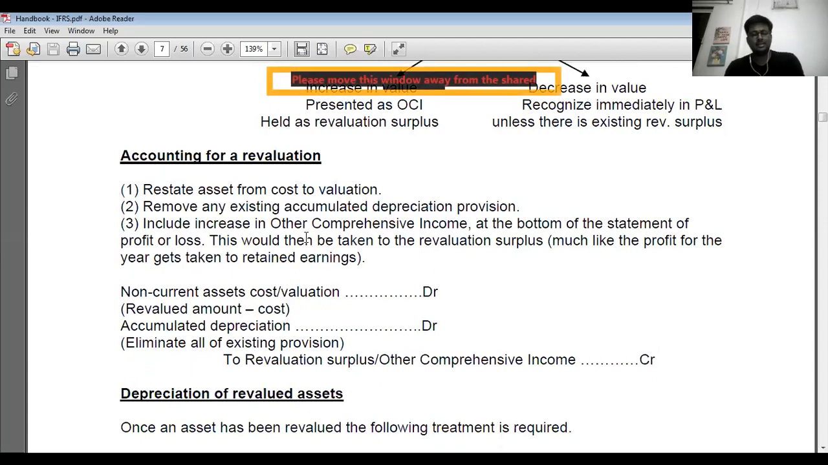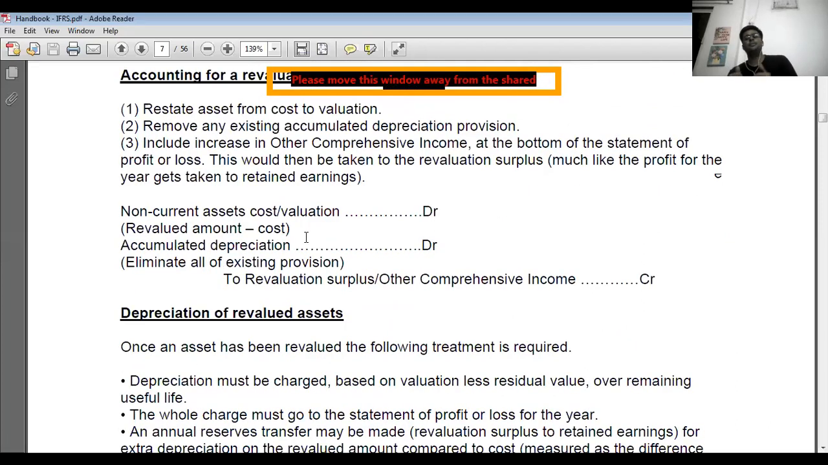Whenever a revalued asset is depreciated, as we discussed, because of the revaluation the value of the asset is increasing. Once the value of the asset increases, the corresponding depreciation will also increase. Because of the depreciation, our profit will go down.